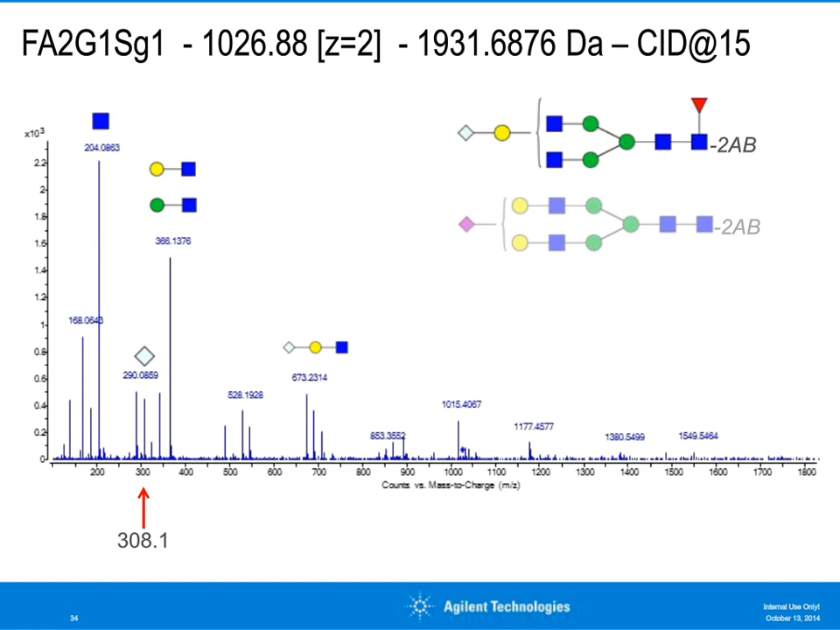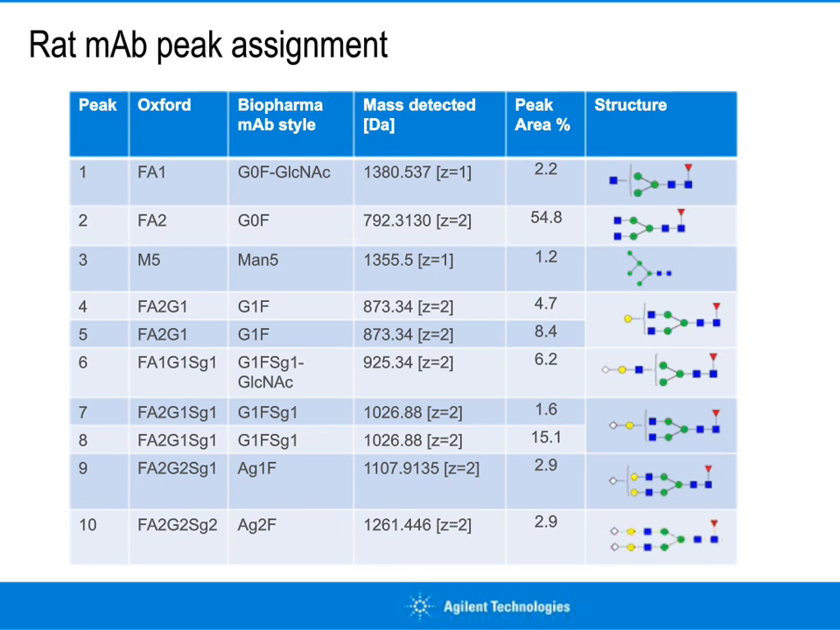On this slide, you can see the results of the glycan assignment of the rat monoclonal antibody that were all assigned in the same way. Regarding the nomenclature, this table shows the Oxford style where the second peak is named FA2. In comparison, the BioPharma map style uses G0F for the same glycan. In addition to the nomenclature, the detected mass, the peak area percentage for relative quantification, and the drawn structure are shown. With this table, it is now possible to answer the typical biopharma relevant questions like already mentioned from Oscar in the beginning.